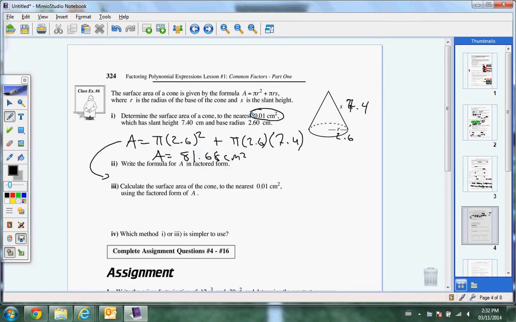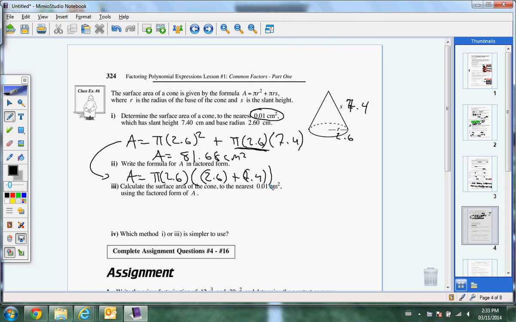Nearest hundredth. Okay, write the formula in factored form. What's that mean? Well, let's look at the formula. What do they have in common? Pi. And a 2.6. That's their GCF. So pi came out here. There's two 2.6s here, so what's left? One 2.6. Do you see that? So there's 2.6, there's two of them. We took one out, so now there's just one left. So 2.6 times 2.6 would give me the square. This chunk got taken out, so all that's left over there is plus 7.4. So there's your factored form.